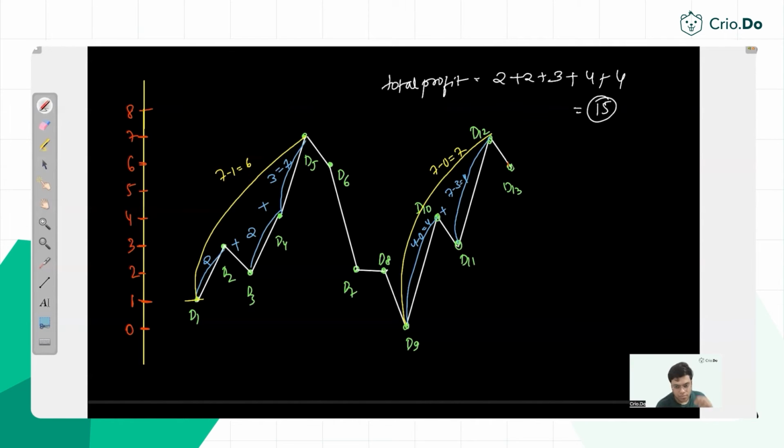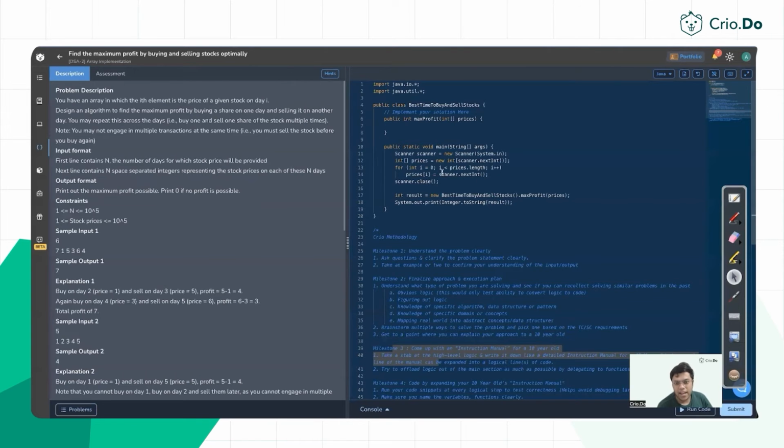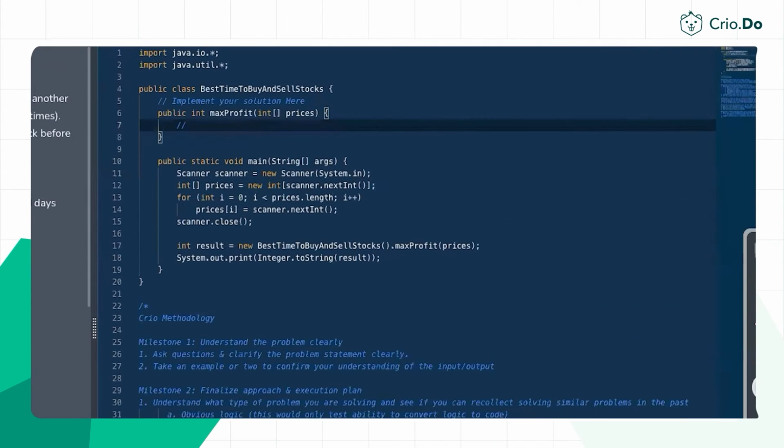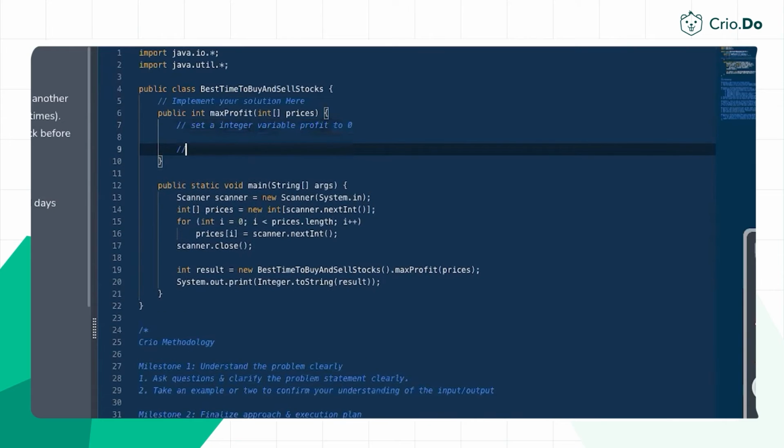Let's go to the portal and write the instruction manual. What we're going to do, we're going to set a variable which is total profit. Set an integer variable profit initially to 0, because initially profit will be 0. Now compare the adjacents by comparing I with I plus 1. So run a for loop over indices I from 0 till the last index, till prices dot length.